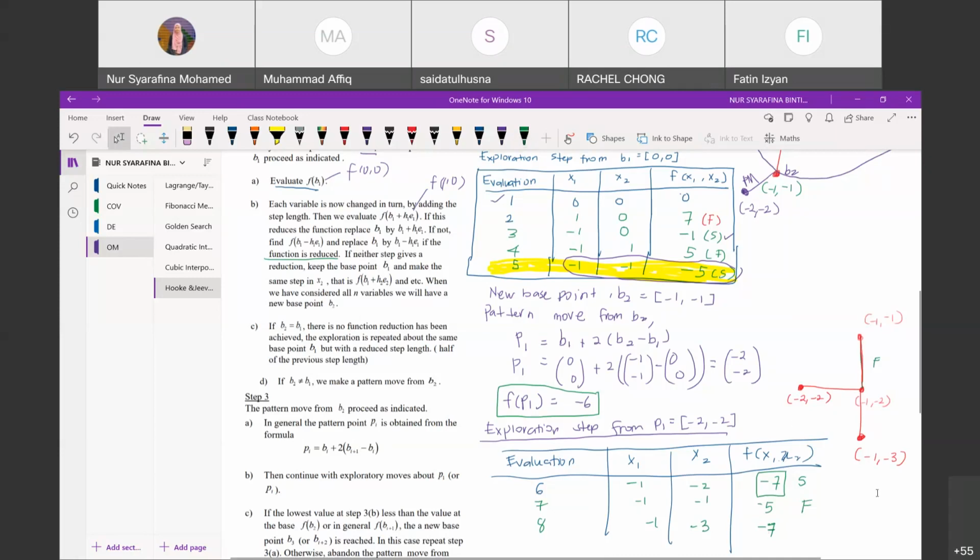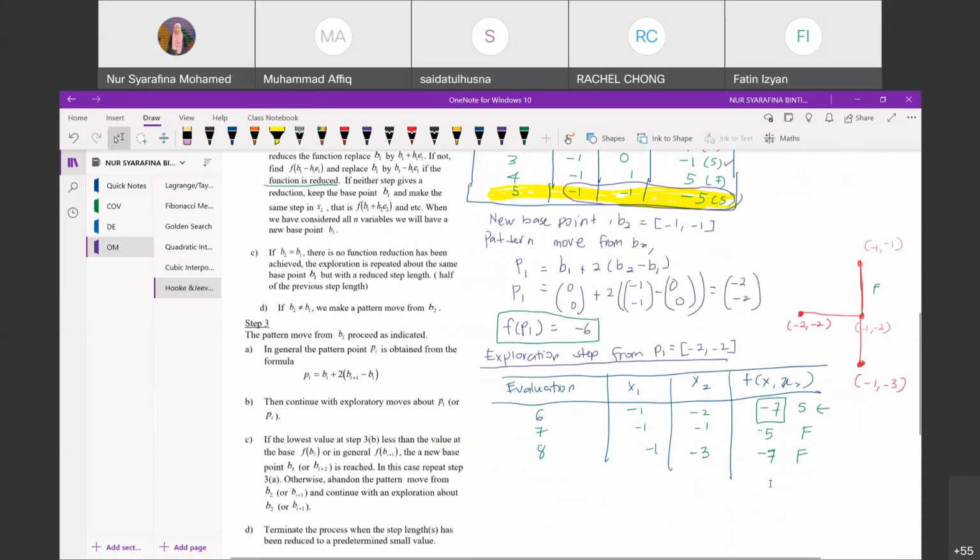Okay, success. Actually, it is not success, it is not failure because we have obtained -7 here. So we just take this, all right? We don't want more exploration. Then we just take the value here for the first success, then we just consider this as a failure. All right, so now our next base point is what?